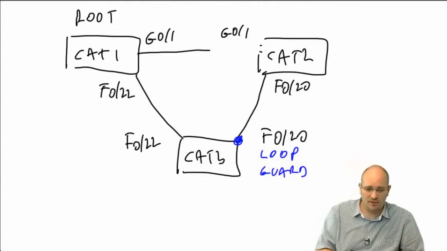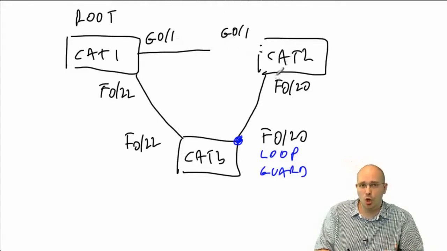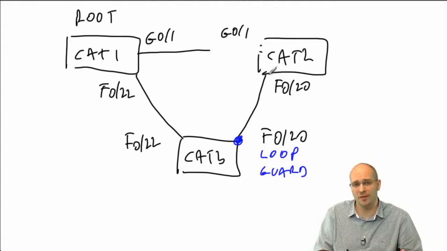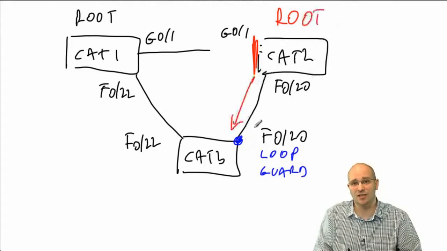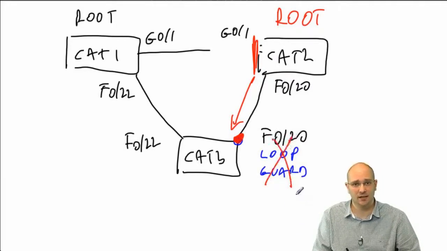So LoopGuard in this particular scenario really didn't do anything. Why didn't it do anything? Because when this link went down, Cat2 lost its own superior BPDUs, and because this was a direct failure of the link, that happens immediately. Cat2 immediately runs its own local root election, determines it's the root, and starts sending its own BPDUs. This port, therefore, did not experience a sudden loss of BPDUs. Therefore, LoopGuard won't kick in in this case.